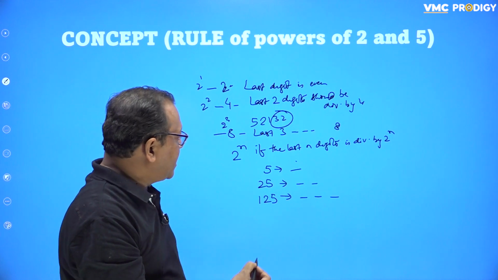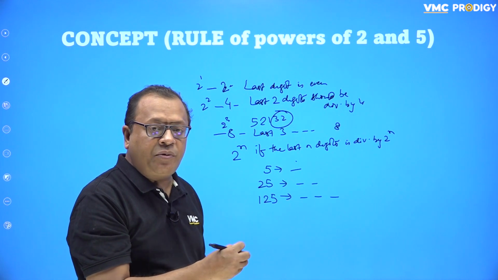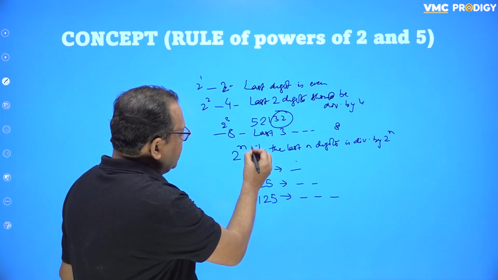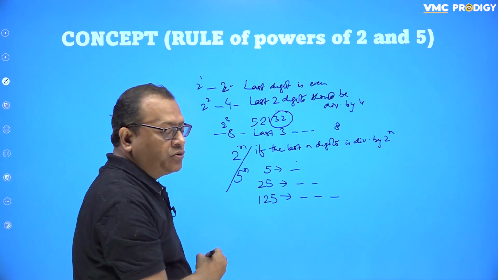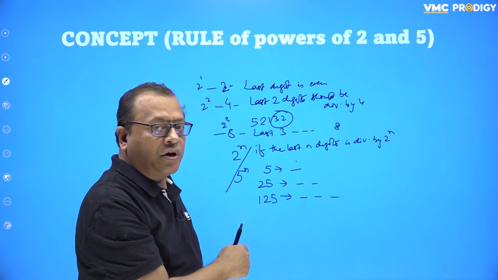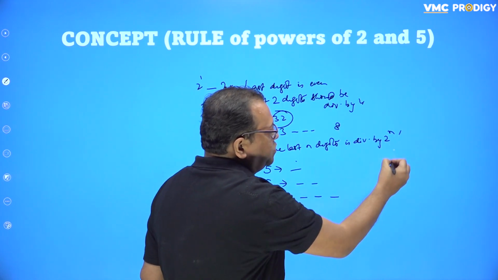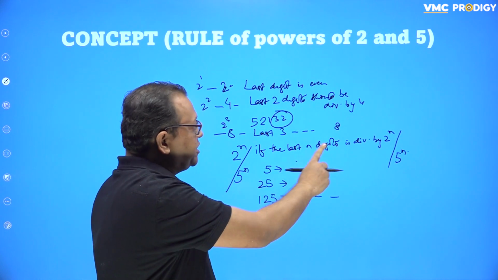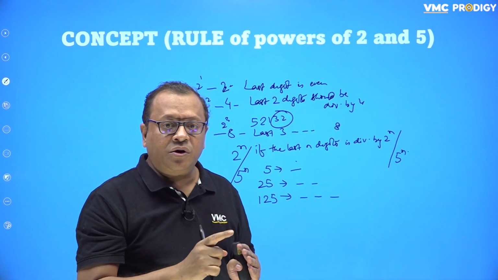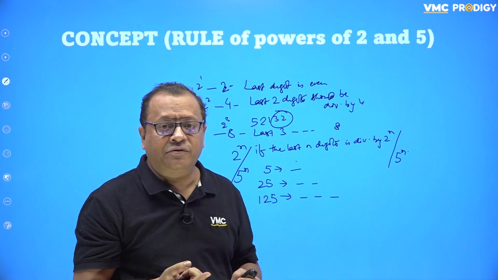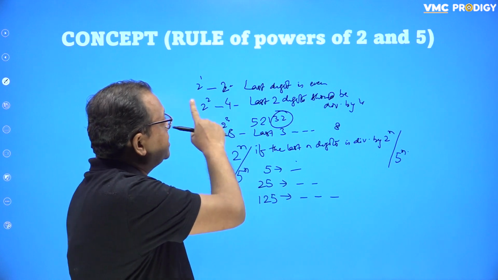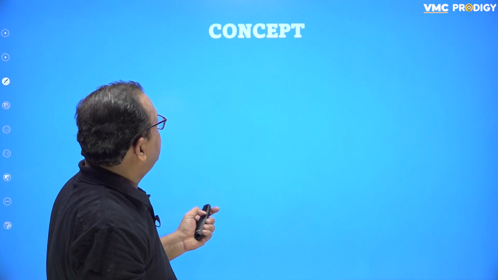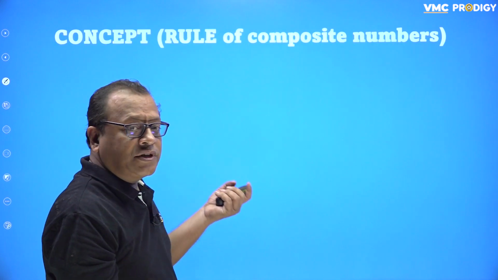Right? So we can also say that a number is divisible by 5 raised to the power of n if the last n digits are divisible by 5 raised to the power of n. So we can put a slash over here. A number is divisible by 2 raised to the power of n slash 5 raised to the power of n if the last n digits are divisible by 2 raised to the power of n slash 5 raised to the power of n. With this single statement, we cover all the rules of all the numbers having powers of 2 and 5. That's why I have written this topic to be rule of powers of 2 and 5. Rule of composite numbers. Okay.